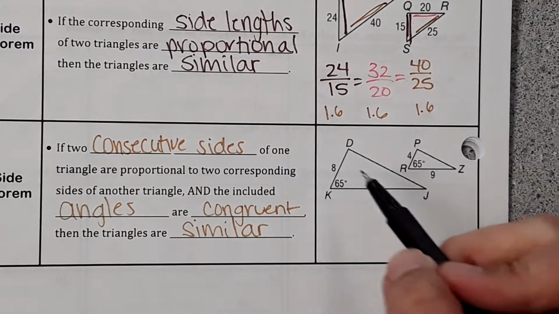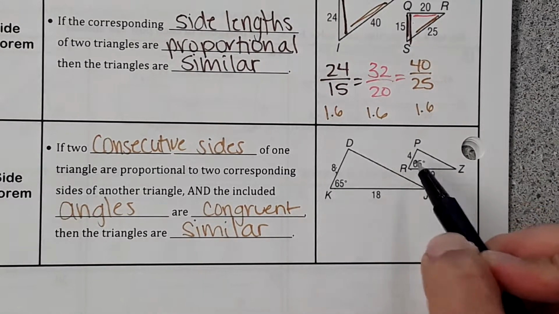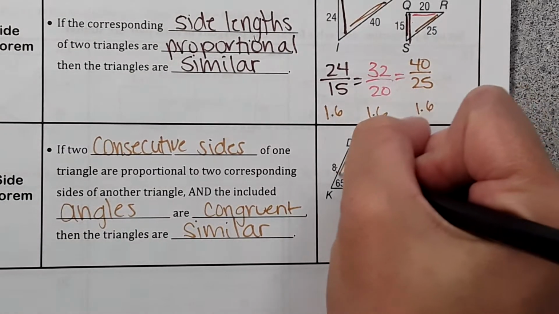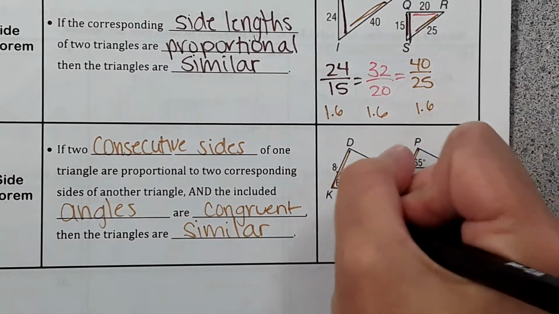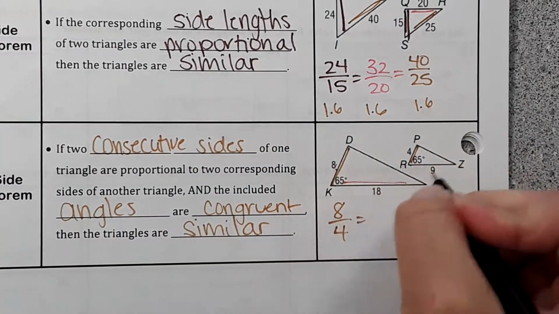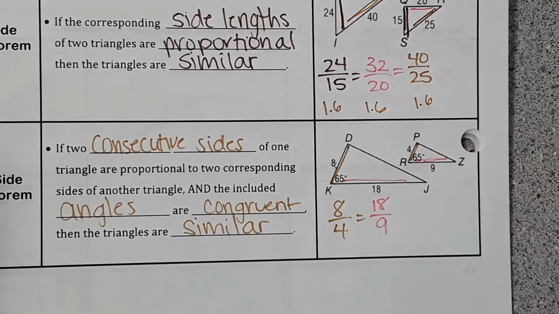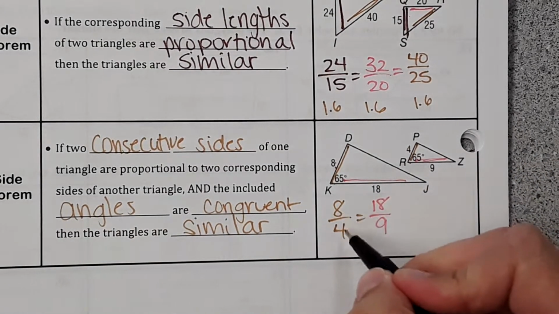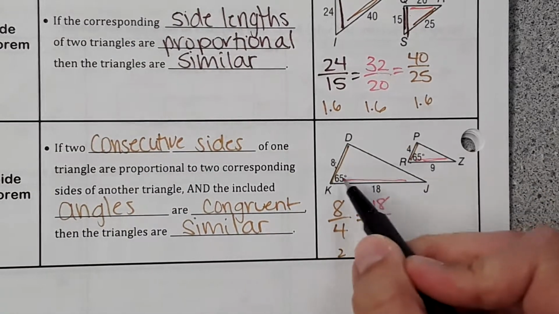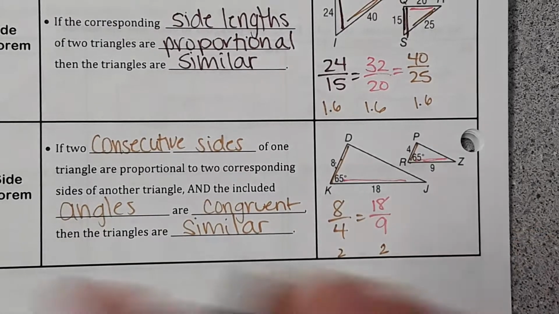Okay, so when you look at the picture, you have side-angle-side, side-angle-side. Obviously the side lengths don't match, but what you're trying to determine is if they're proportional. So is this proportional to this in the same ratio that this side is proportional to this? Well, when you divide this out, 8 divided by 4 is 2, and 18 divided by 9 is 2. So the scale factor is the same, and you have side-angle-side similarity.